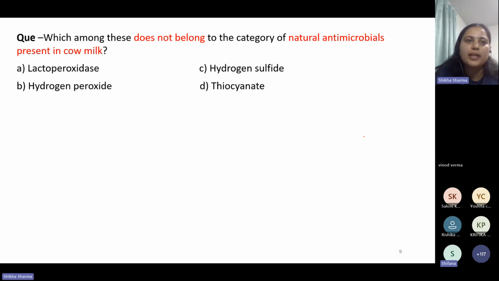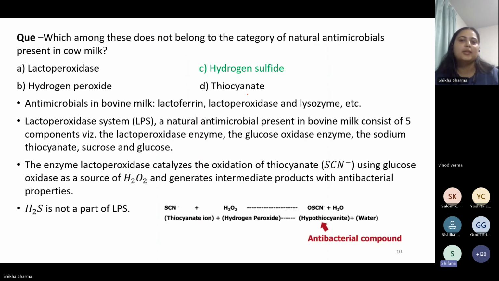Okay, so we are moving to our next problem, which is about which among these does not belong to the category of natural antimicrobials present in cow milk. Lactoperoxidase, hydrogen peroxide, hydrogen sulfide, and thiocyanate. Please, anyone? Hydrogen sulfide. Okay, so we have one answer. Would others like to try? Hydrogen peroxide. Yeah, hydrogen sulfide is the right answer.